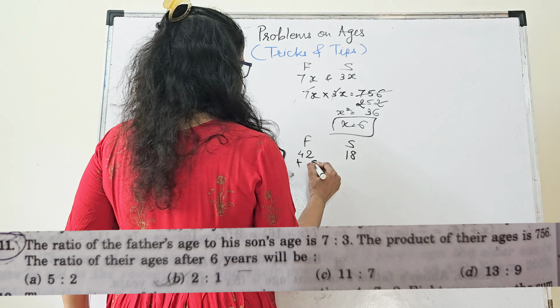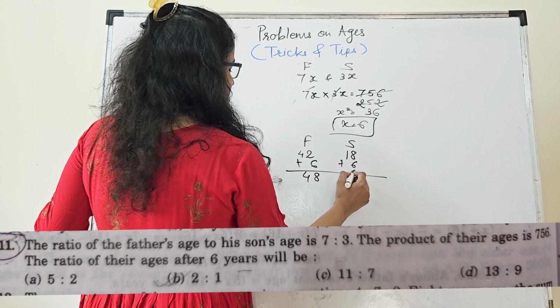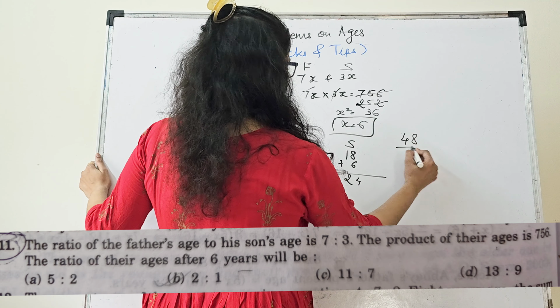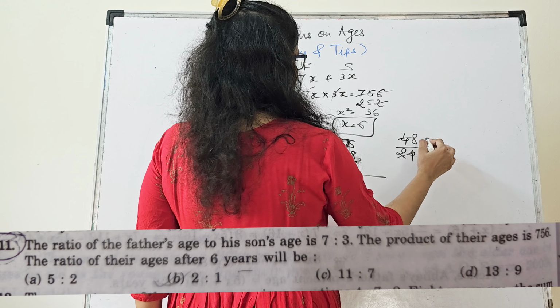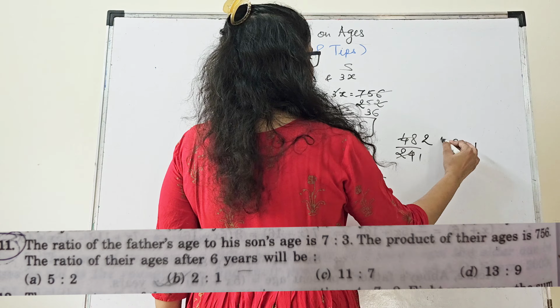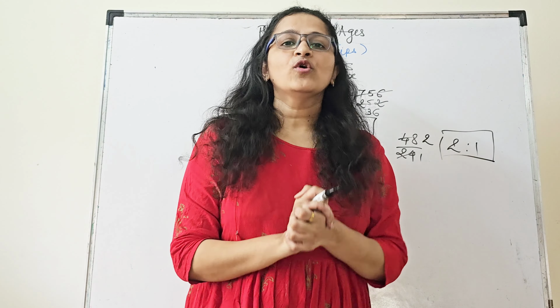Easy. Add 6, add 6. How much does it give you? 48. And how much does it give you? 24. So basically they are asking me 48 divided by 24. What is this? 24 ones are 24, 24 twos are 48. Correct? So the ratio is 2:1. 2:1. Easy? Yeah?